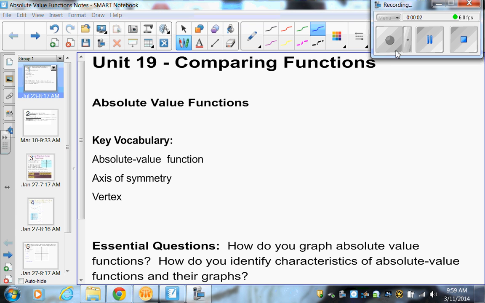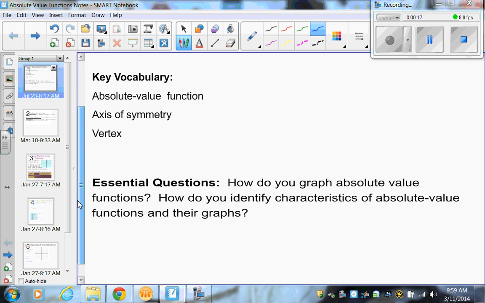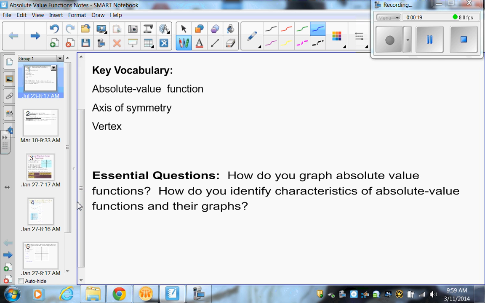This is the video for Accelerated Geometry, Unit 19, on a special section that we're going to call the absolute value functions. Your key vocabulary in this lesson is absolute value function, axis of symmetry, and vertex. By the end of this video, you should be able to answer the essential questions of how do you graph absolute value functions and how do you identify the characteristics of absolute value functions in their graphs.